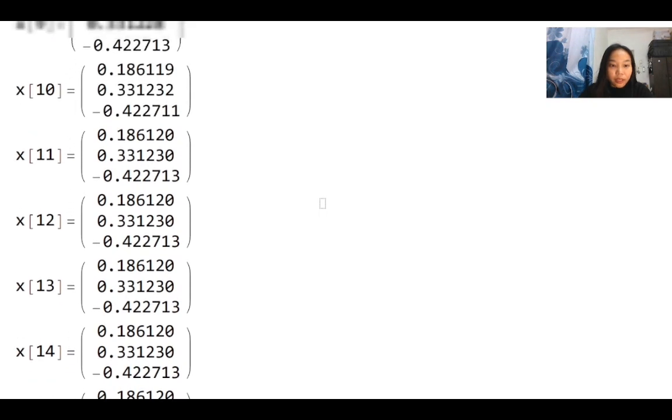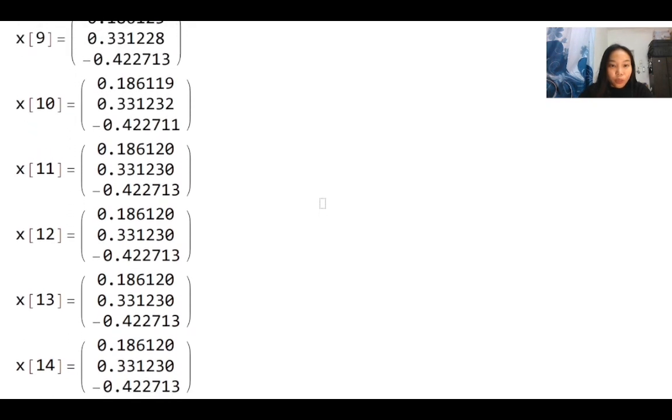And finally, we get two successive approximations that are identical starting from iteration 11. So finally, we get the answer for x1, 0.186120, for x2, 0.331230, and for x3, -0.422713. That's all from me. Thank you.